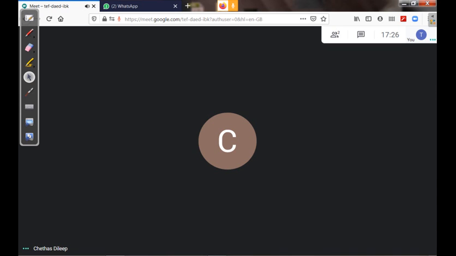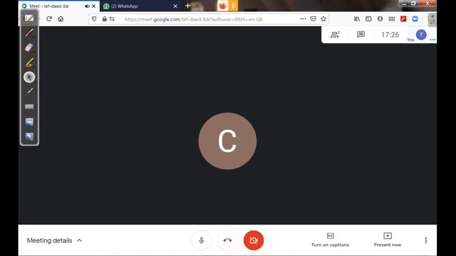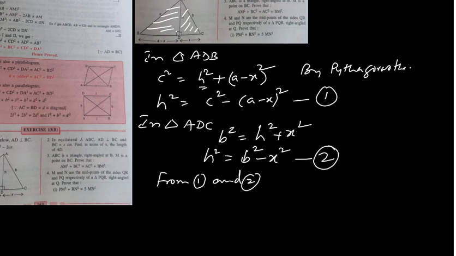Anyway, so you understood now from 1 and 2. But I don't know how finding the height will help prove that c square is equal to a square plus b square. No, see, now for 1 and 2, left side is same, right? And therefore right hand side should be equal. Yes, sir. That's how it will help. Equal to b squared minus x squared. You simplify this, you will get the answer.